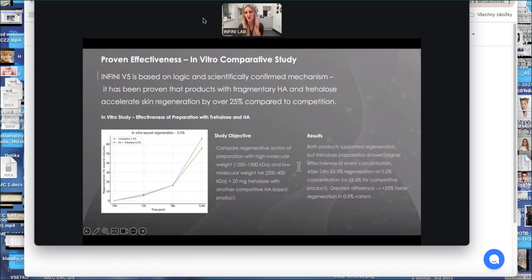And also, here you have clear scientific proof. In vitro studies comparing products with trehalose show that regeneration was more than 25% faster in comparison to the standard HA formulation. So products which contain trehalose will give us a 25% quicker response of tissues.